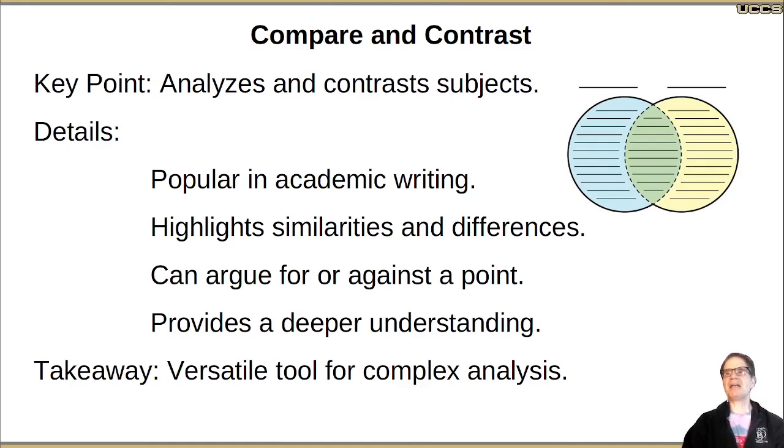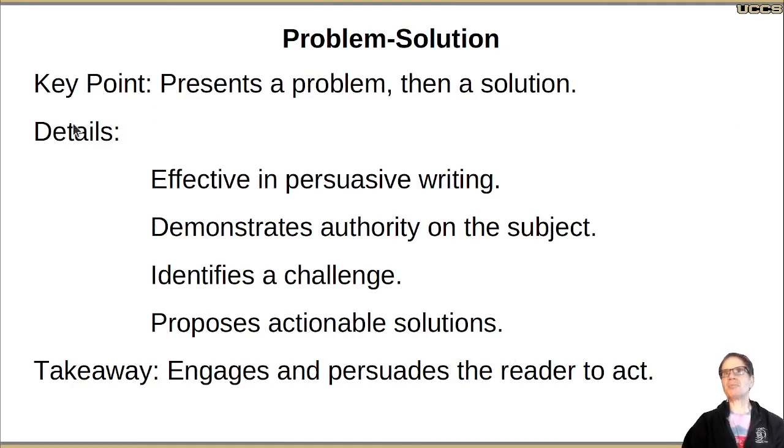Very much related, but not requiring two different subjects, is the problem-solution approach. This can be effective in persuasive writing because you basically present a problem and then a solution. It doesn't work if you present the solution first and then the problem. So this is almost the opposite of the bottom line on top.